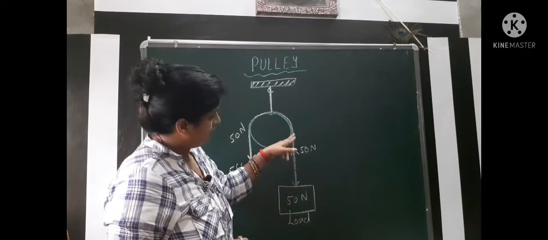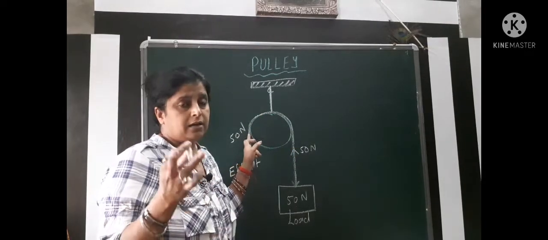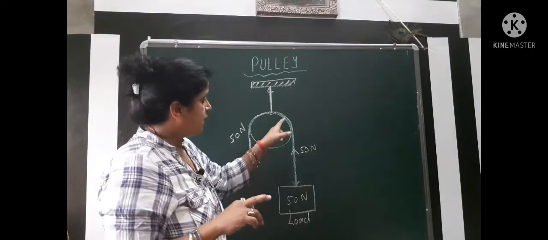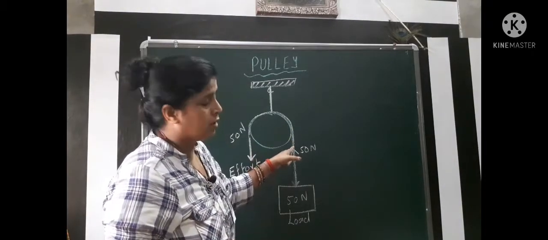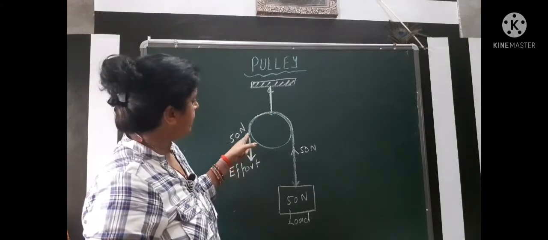And if on one side of the rope the tension force is 50 Newton, it means the other side, as I just explained as the first principle of the pulley, if this side the cable is facing 50 Newton tension force, then this side also the pulley has 50 Newton force.